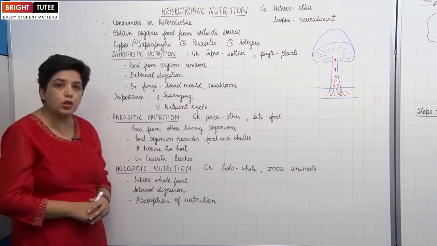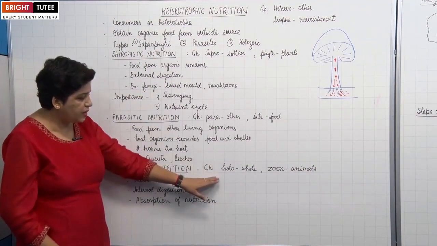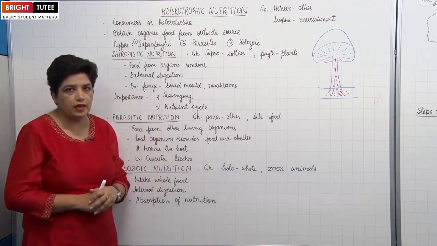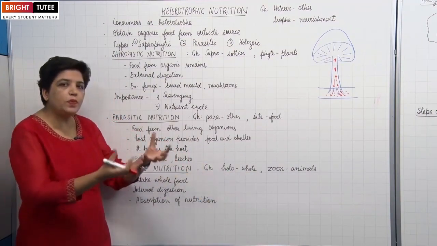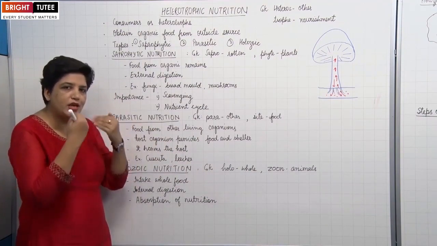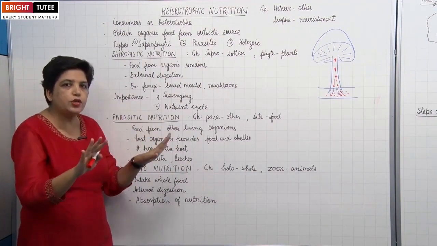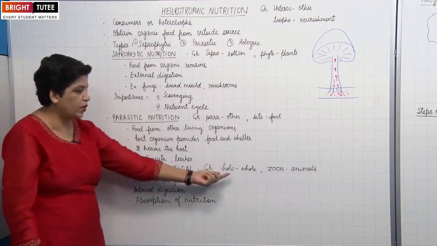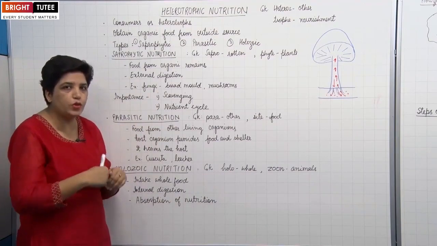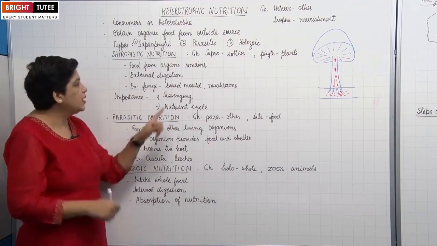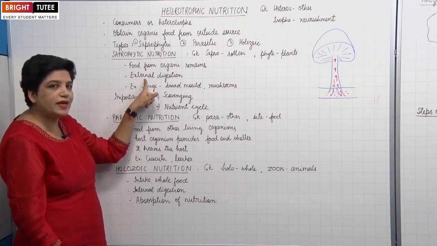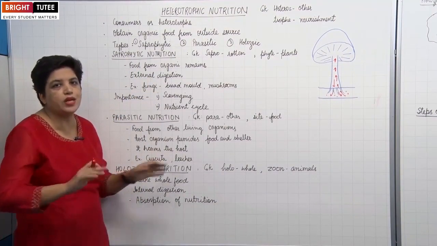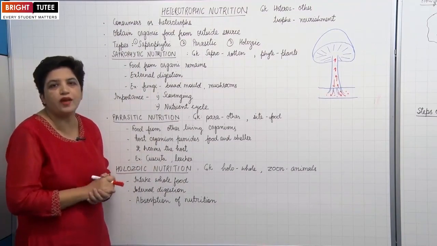The third one is holozoic nutrition. It is again derived from the Greek words holo, which means whole, and zoon, which means animal. Such animals obtain the whole food. They ingest the whole food, digest it into simple particles and absorb the nutrients. This is why the word whole. They obtain the whole food inside, ingest it. And unlike saprophytes, where external digestion takes place, in holozoic nutrition internal digestion takes place and nutrients are absorbed for their growth and for their development.